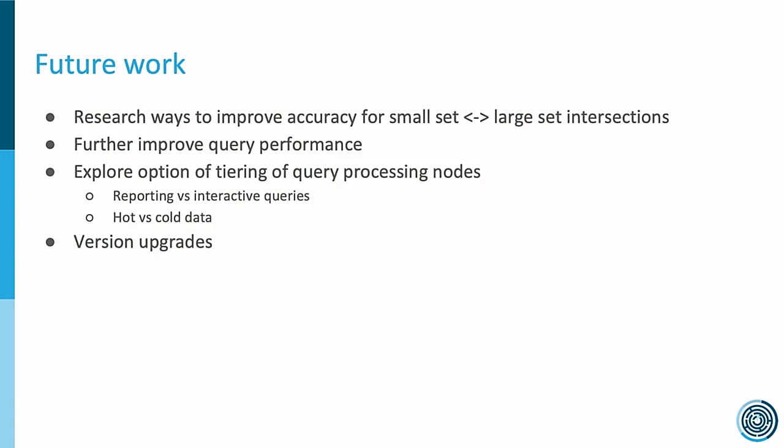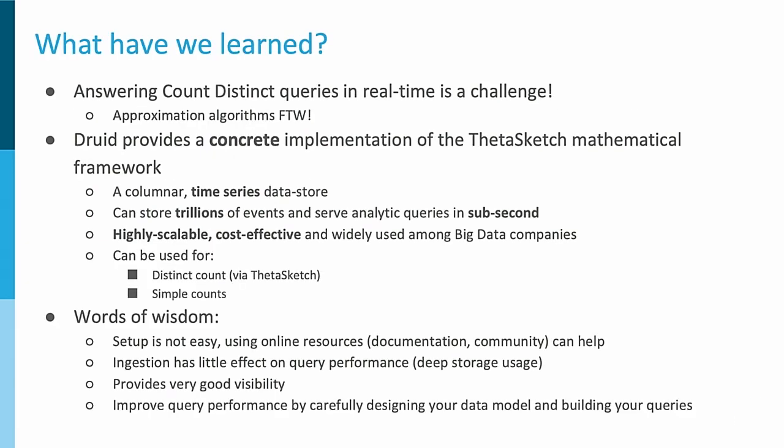Some things about future work. We are researching more ways to improve the intersections of small sets and large sets, as I mentioned earlier. We are researching ways to further improve query performance. We are exploring the option of tiering, that's what Druid calls it, tiering query processing nodes, for example reporting vs interactive queries, or hot data vs cold data, and obviously version upgrades.